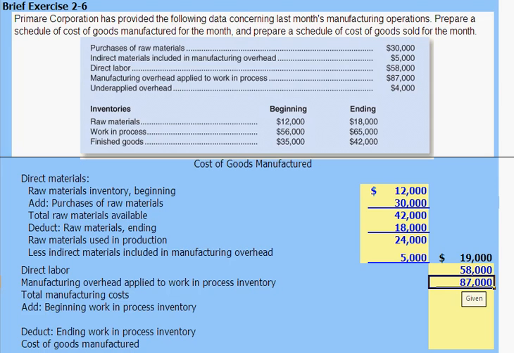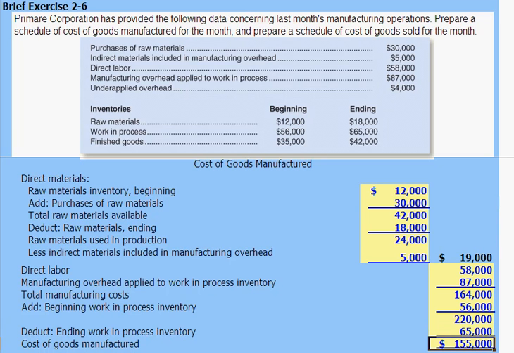So our total manufacturing costs for the month were $164,000. This is our $19,000 in direct materials, the $58,000 in direct labor, and the $87,000 in manufacturing overhead that was applied. We'll add to that our beginning work in process inventory, which again was given, and that was $56,000, which means the left-hand side of our box would have been $220,000.